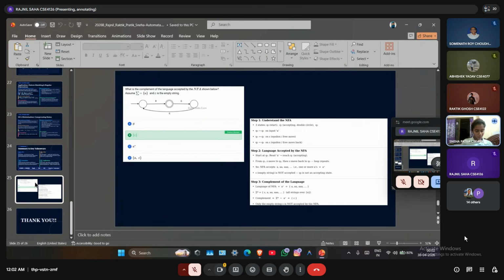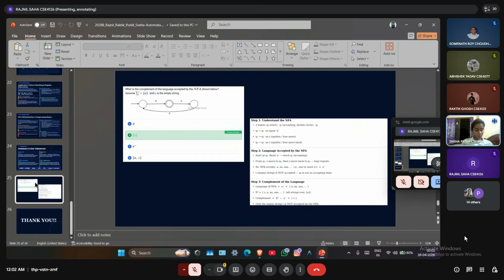So what language does this accept? Starting from Q0, after reading one A, we reach Q1 and then accept it. Because of the epsilon loop, we can go back to Q0 and read another A. Repeating this process, the NFA accepts one or more A's, which is A+. However, the empty string epsilon is not accepted because the start state Q0 is not accepting.